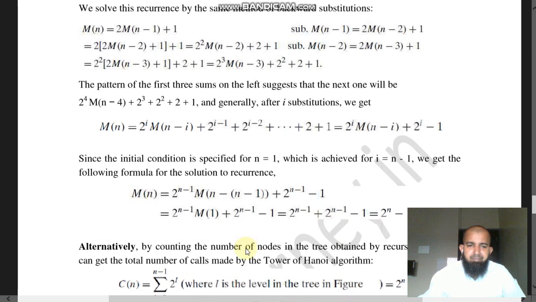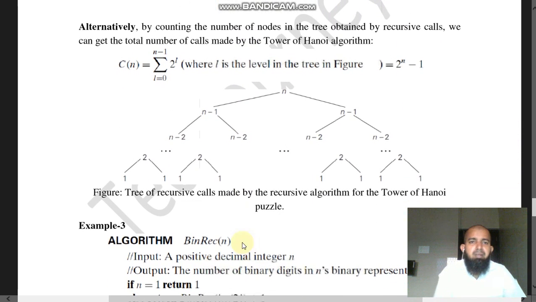Alternatively, by counting the number of nodes in the tree obtained by recursive calls, we can get the total number of calls made by the Tower of Hanoi algorithm. C of n is equal to the sum from l equal to 0 to n minus 1 of 2 to the power of l, where l is the level in the tree in the figure. Here the levels are 1, 2, 3; it depends on the n value. So this equals 2 to the power of n minus 1. If n equals 5, it is 2 to the power of 4 minus 1.